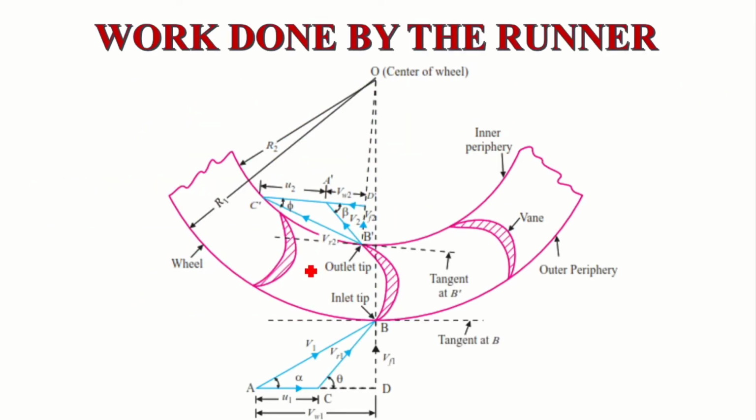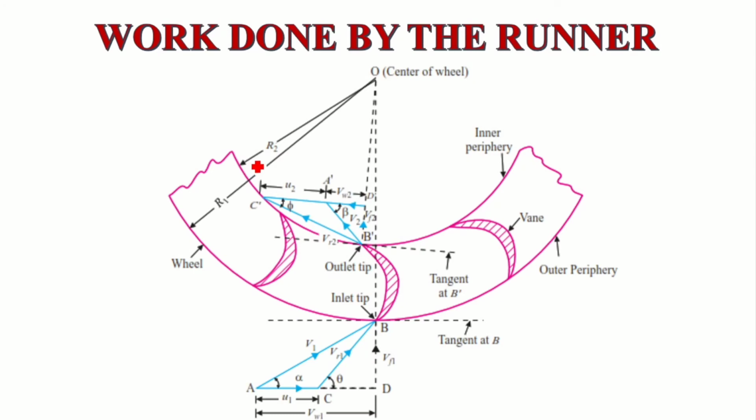So, work done by the runner. Let us look into this diagram. This is very much similar to the diagram of a series of radially curved vanes, as we discussed in the case of impact of jet. If you want, you can refer to that video. There we have discussed the various terms. This is very much similar to that diagram.